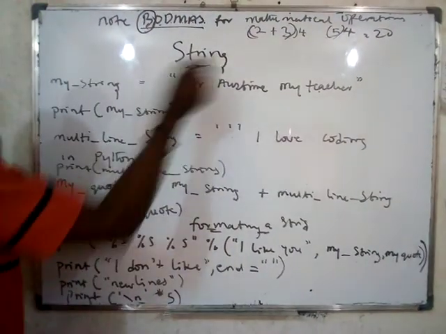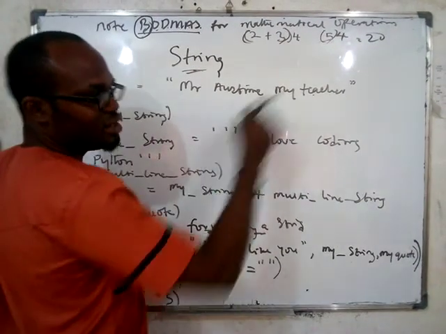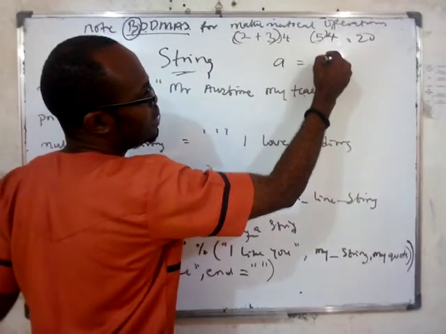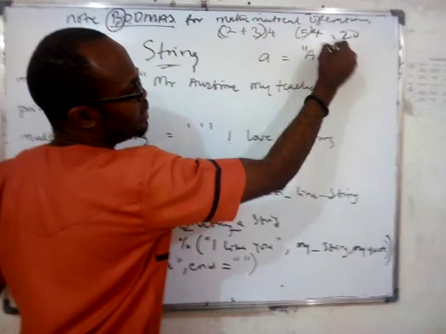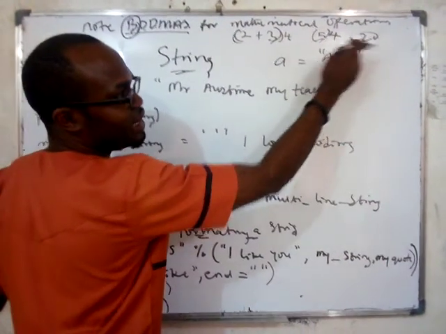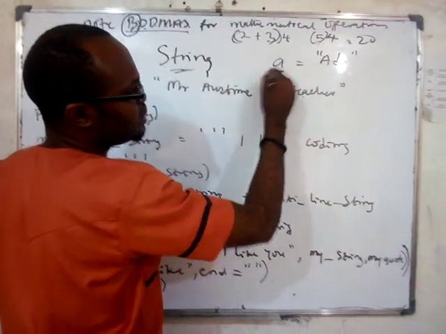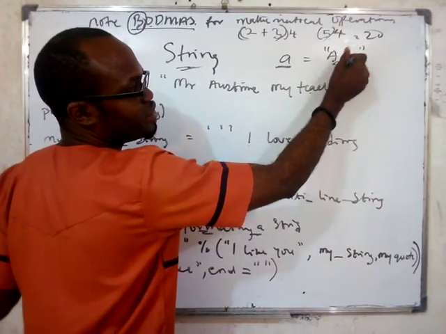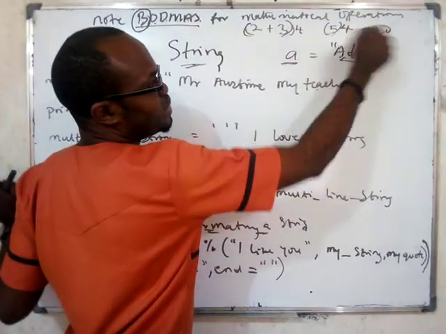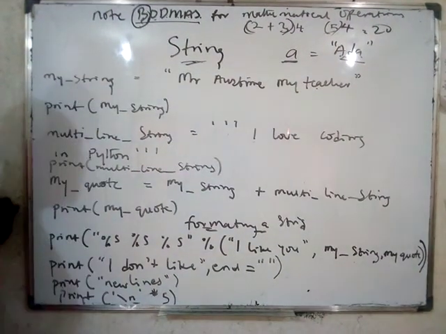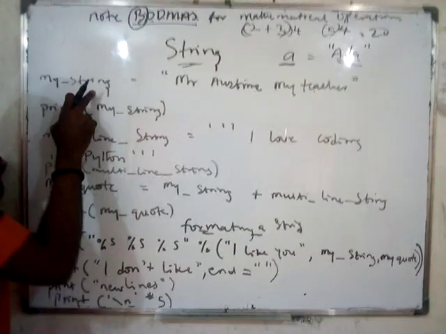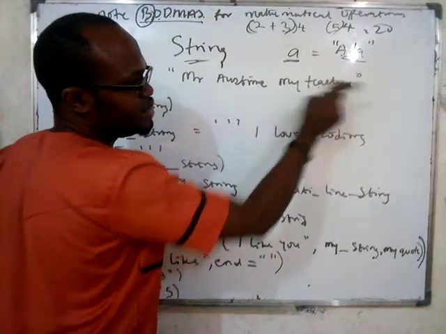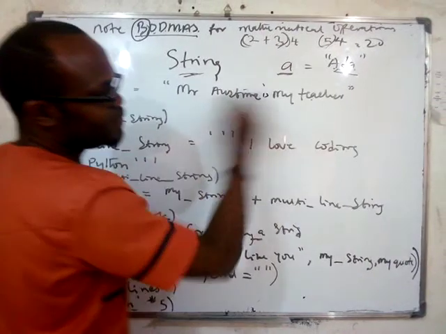Now we are going to look at string. We say that string is a collection of characters, is it not? If you say that A is equal to Ada in double quotes, this is a string. Anything that has double quotes, you understand? So this is the variable A, and the value is a string known as what? Ada. String is just a collection of characters put inside double quotes. Is that clear? So we have this string, my string. The variable name is what? My string. And the value is what? Mr. Austin, my teacher. Or you can say Mr. Austin is my teacher. That's the value.